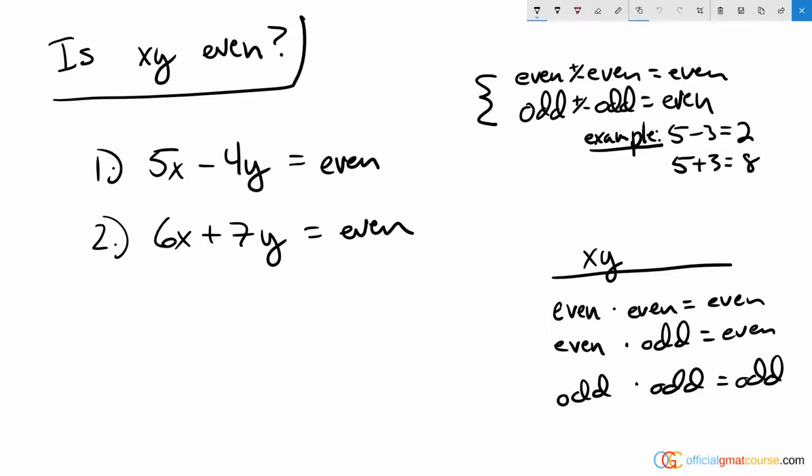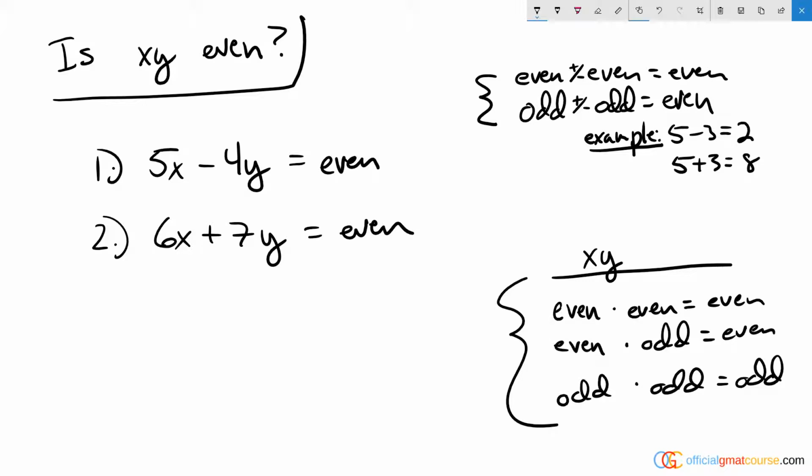So it's always important to focus on the setup that the author is giving you, because a lot of times you don't need to know what X or Y is in order to know what X times Y is. So we're being asked, is X times Y even? And that's what I want to consider first, because how does that happen?